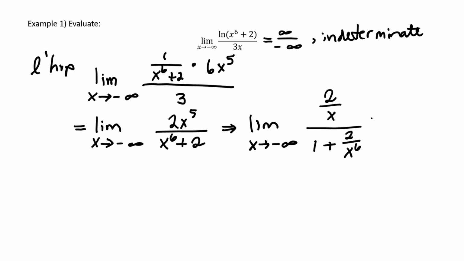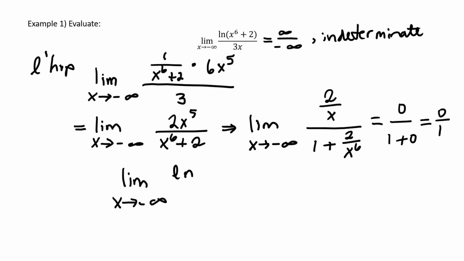Now, let's take the limit as x approaches negative infinity. In the numerator, 2 over x will approach 0. In the denominator, the constant 1 remains, and 2 over x to the 6th as x approaches negative infinity is 0. And so this is 0 over 1, and we get that the limit as x approaches negative infinity of the natural log of x to the 6th plus 2 divided by 3x is 0.